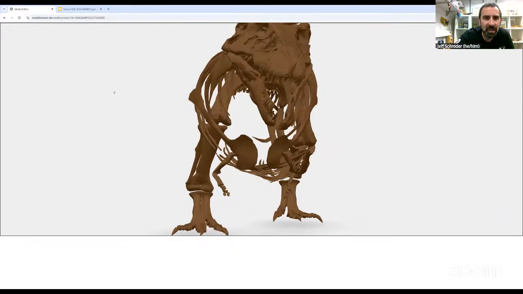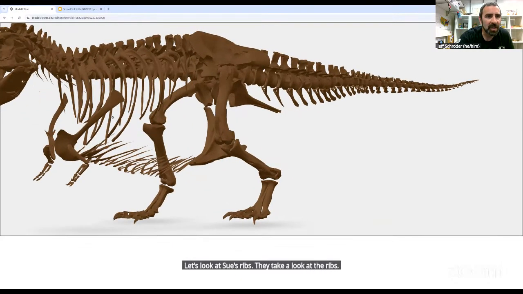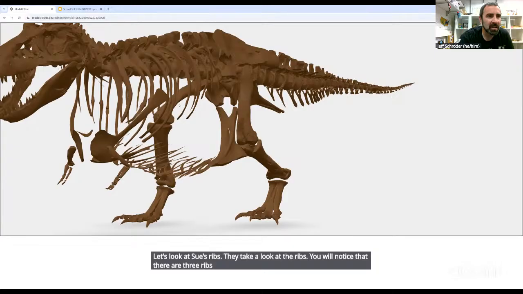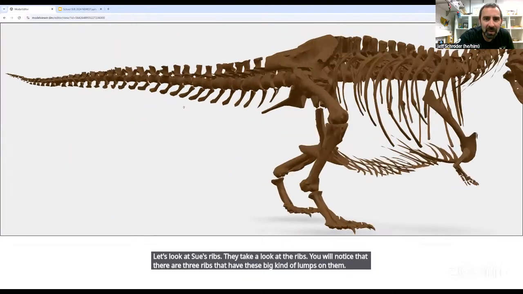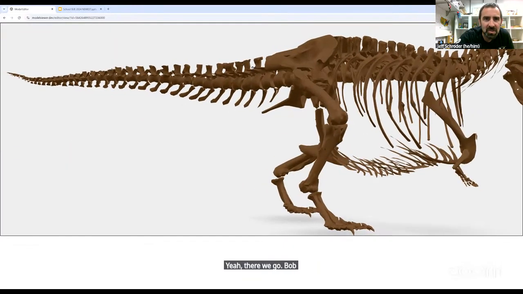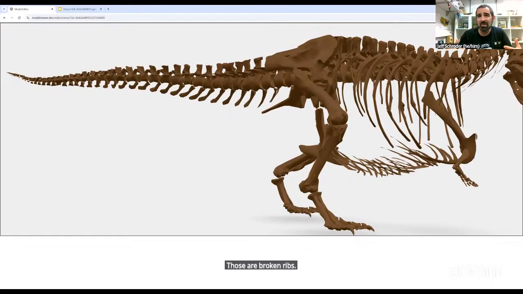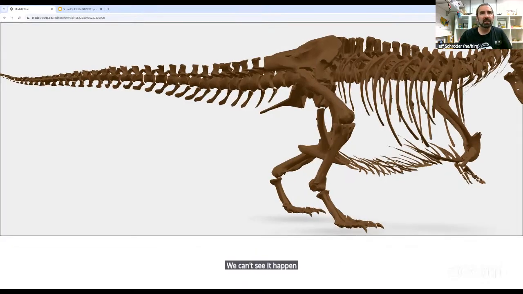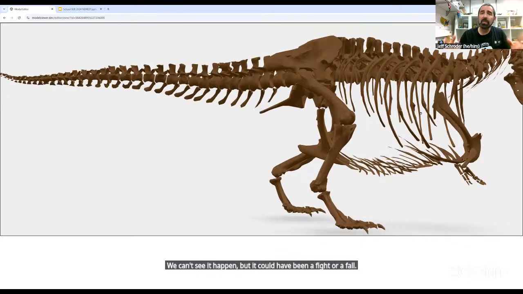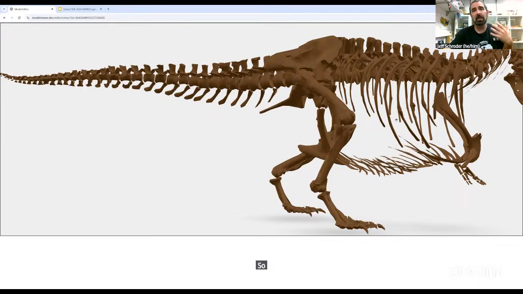If we take a look at the ribs, you will notice that there are 3 ribs that have these big kind of lumps on them. Yeah, there we go. Bob can show you those 3 kind of lumps near the front. Those are broken ribs. Sue suffered 9 damaged ribs total. We don't know exactly what did it. We can't see it happen, but it could have been a fight or a fall. But those bumps mean that the ribs did have a chance to heal up. And that means that Sue survived this, right? Because dead things don't grow, they don't heal. So what we know is Sue had bad injuries to the ribs, and Sue survived.